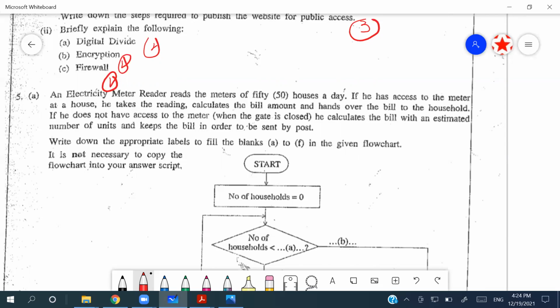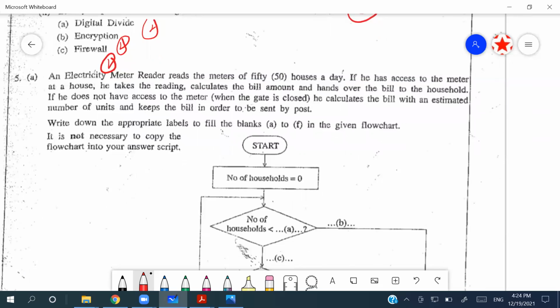Then they say write down the appropriate label to fill the blanks A to F in the given flowchart. It is not necessary to copy the flowchart into your answer script. So the very first one, number of households. He is going for 50 houses, so until the 50th one is met, he will do this. So this is number of households less than 50.